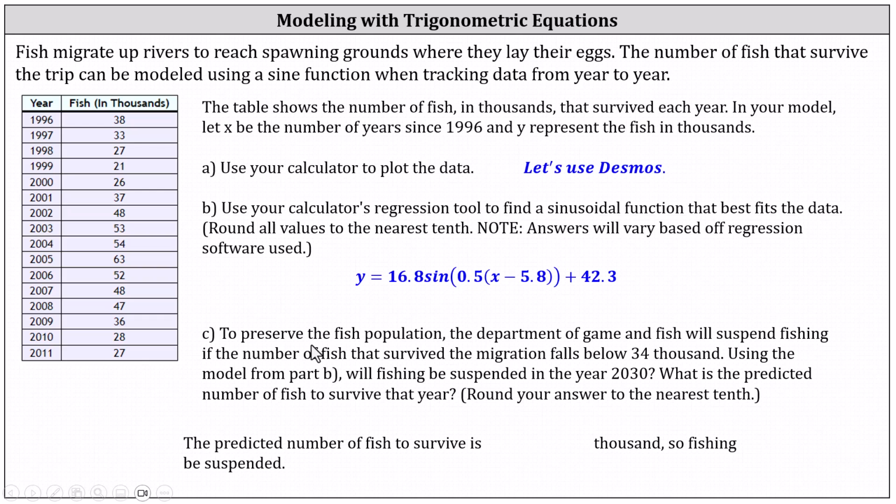For part C, to preserve the fish population, the Department of Game and Fish will suspend fishing if the number of fish that survive the migration falls below 34,000. Using the model from part B, will fishing be suspended in the year 2030? What is the predicted number of fish to survive that year?